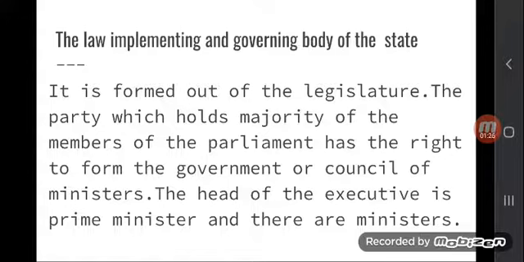The executive is formed out of the legislature. Legislature means the house of parliament, which is also called parliament in Nepal. So the executive is made out of the same legislature. There are people's representatives in the legislature. The party which holds the majority of the members in the parliament has the right to form the government or council of ministers. As you know, the head of the executive is the prime minister, and there are ministers under his prime ministership.